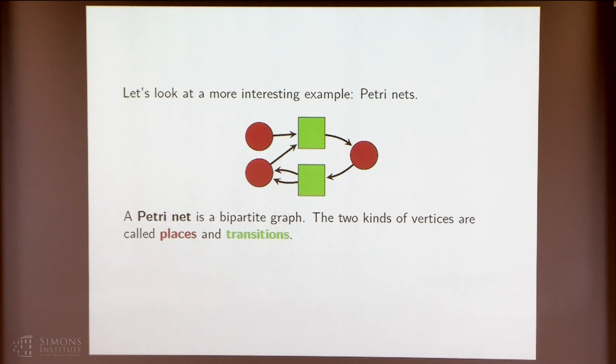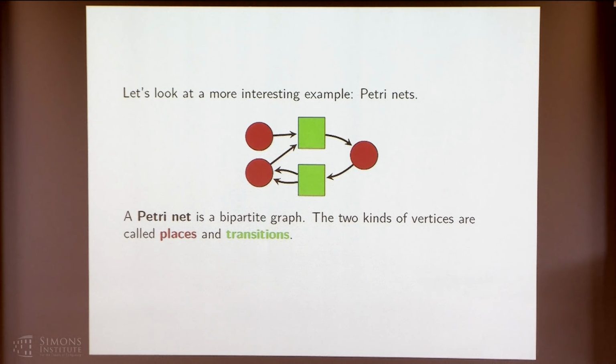So a Petri net is just a bipartite graph, meaning that there are two kinds of vertices, which are these red circles and these green squares here. And the two kinds of vertices have names that are supposed to be evocative. So the red circles we'll call places. So we could think of those as like little bags where you could put some rocks.